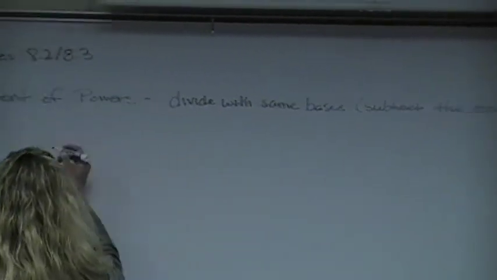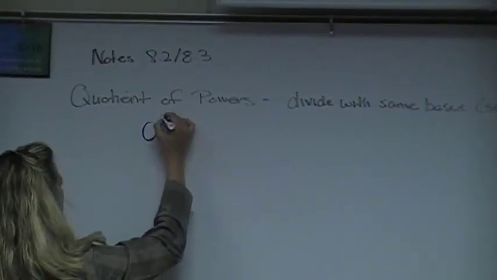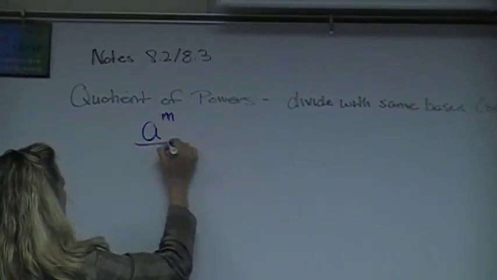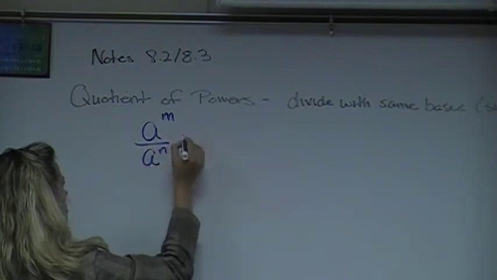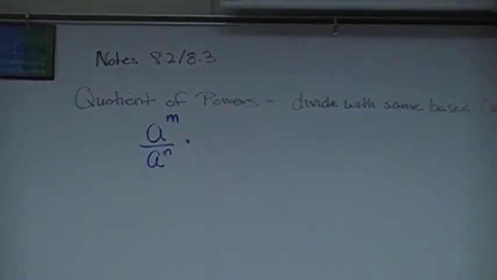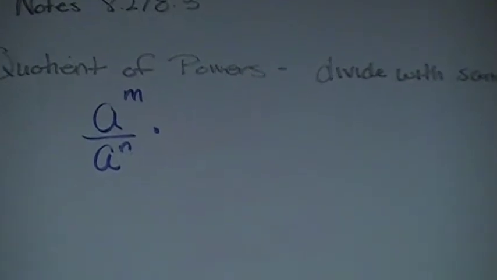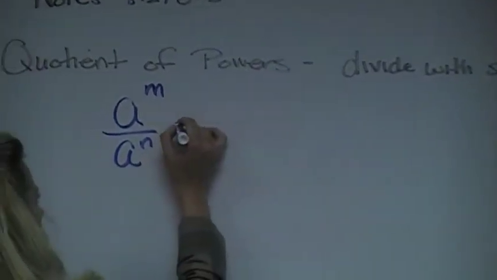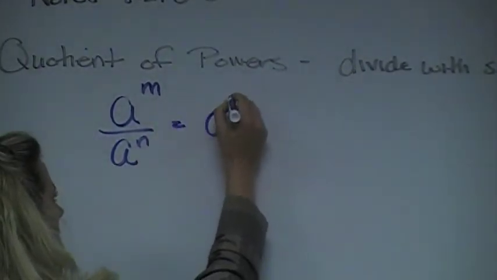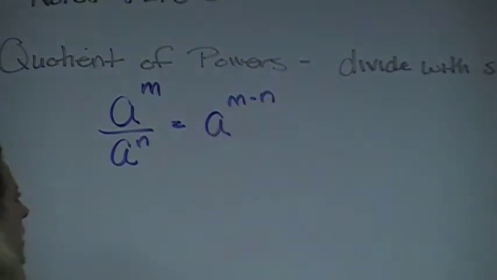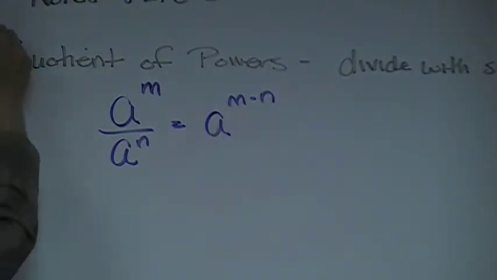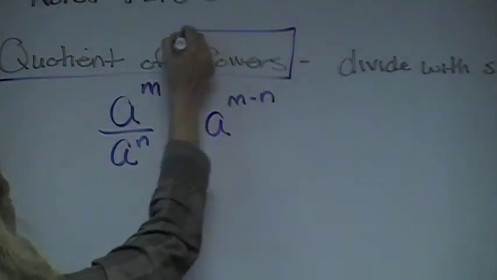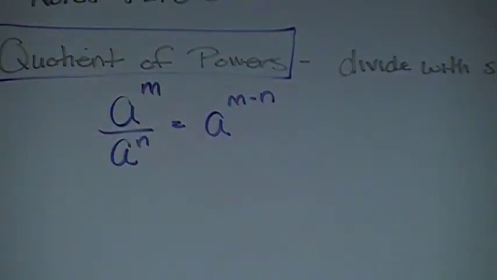Okay, so guys, this one says that if we have a to the m divided by a to the n, do they have same bases? Yes. So therefore, what do we do with the exponents? Subtract, which you guys did very, very well as we checked our homework today. m minus n. So that's our quotient of powers. Our quotient of powers says that if we divide with same bases, we subtract the exponents.